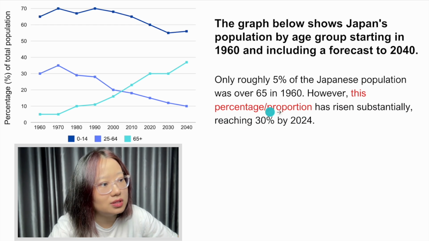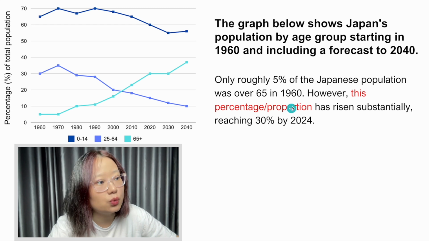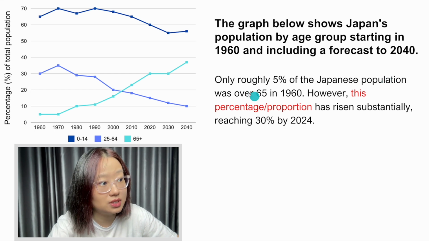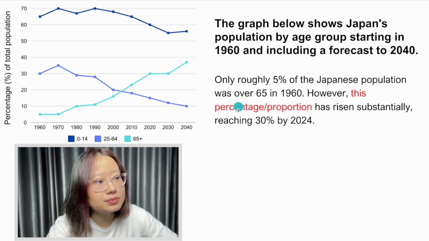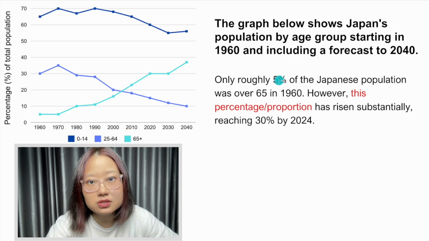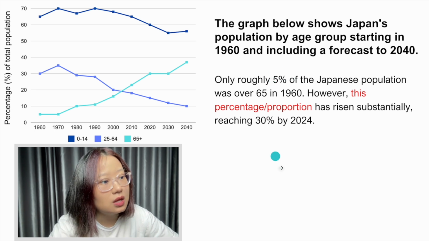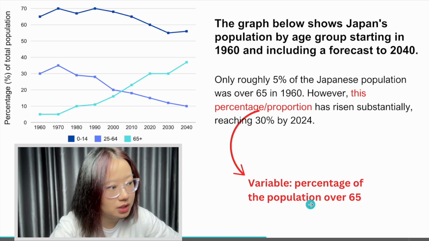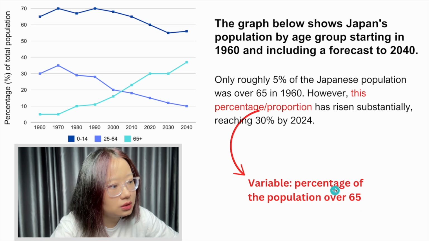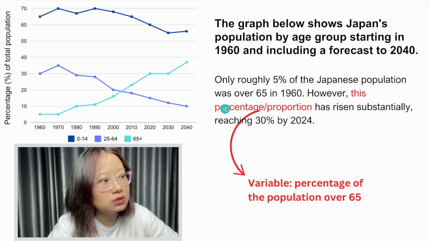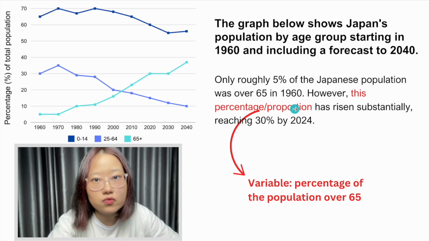This percentage or this proportion is a very useful expression we can use to avoid repeating the percentage of the population aged over 65. But please note that this percentage doesn't refer to the fixed number 5% because a fixed number cannot increase or decrease. This percentage actually refers to the variable percentage of the population over 65. The percentage of the population over 65 is a variable that can change over time. Anyway, you just need to remember you can use this percentage or this proportion to avoid repetition.